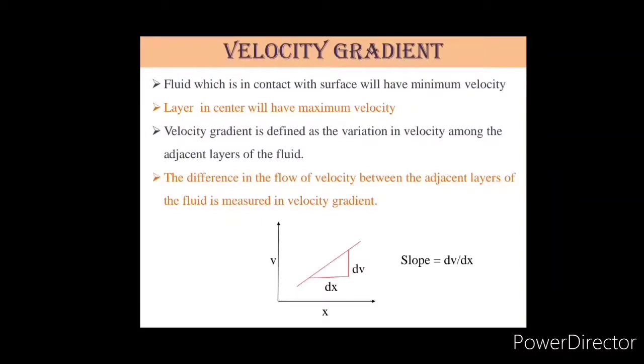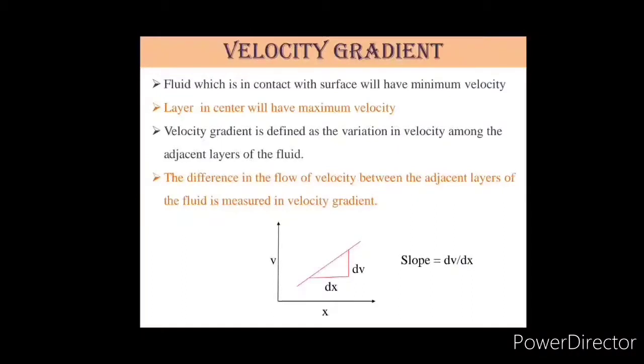The fluid which is in contact with the surface, we have seen, will have minimum velocity. The layer which is at the center, away from the surface, will have maximum velocity. This is nothing but the velocity gradient. Velocity gradient is defined as the variation in velocity among the adjacent layers of the fluid.